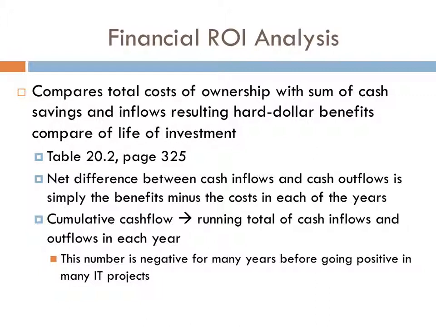The net difference between the cash inflows and the cash outflows is simply the benefits minus the costs in each of the years. Cumulative cash flow is a running total of cash inflows and outflows in each year. The cumulative cash flow number is negative for many years, usually before it goes positive in many IT projects. So just know that when you are implementing and purchasing a new PAC system, it is normal for the cumulative cash flow to be in the red for the first maybe 3-4 years after it is implemented.